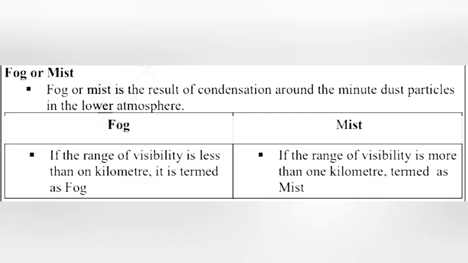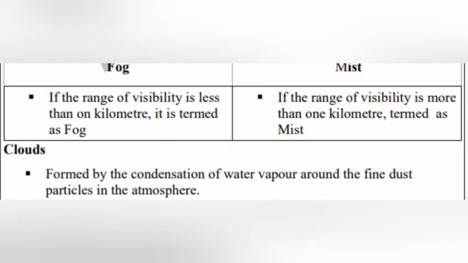Fog or mist. Fog or mist is the result of condensation around the minute dust particles in the lower atmosphere. Fog. If the range of visibility is less than 1 kilometer, it is termed as fog. Mist. If the range of visibility is more than 1 kilometer, it is termed as mist. Clouds. Formed by the condensation of water vapor around the fine dust particles in the atmosphere.